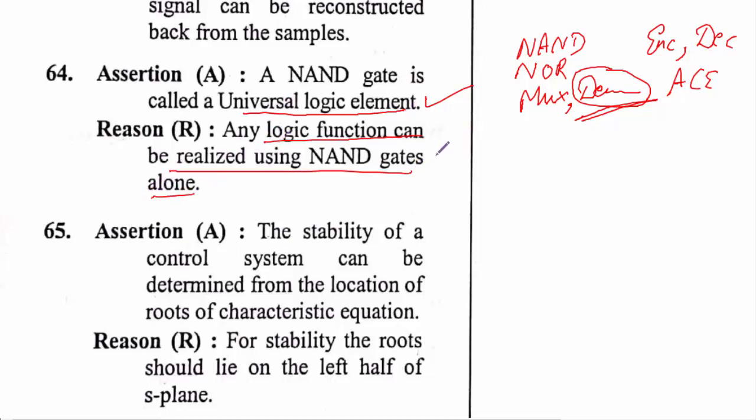Yes, if you are able to realize basic gates, then directly you can tell NAND gate is a universal gate, or a particular gate is a universal gate. Even this statement is also correct. So you have to opt for option A because the reason is the correct explanation for the assertion.